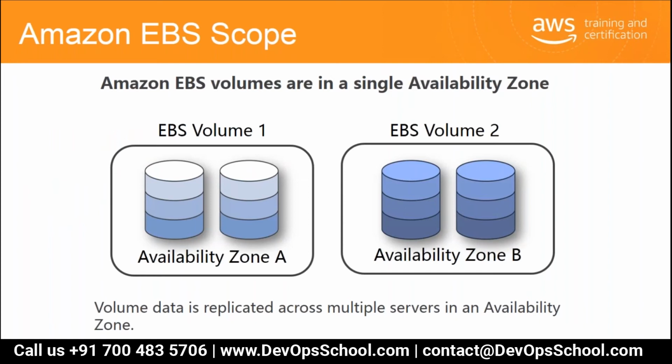And then, as I mentioned earlier, EC2 instances are available in a single availability zone. If the availability zone goes down, your EC2 instance can be affected. Similarly, EBS volumes are also available in a single availability zone. So if you want, you can have EBS volumes created in more than one availability zone as well. Volume data is replicated across multiple servers in an availability zone.